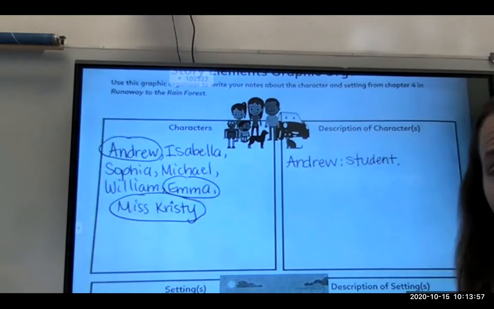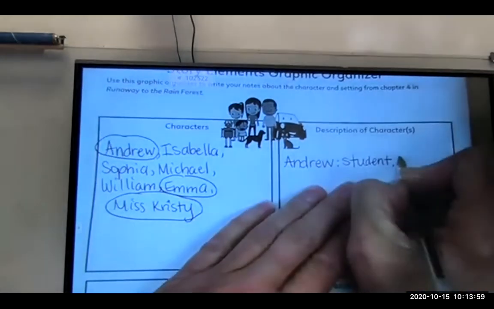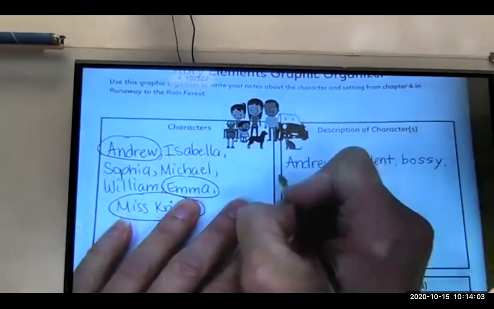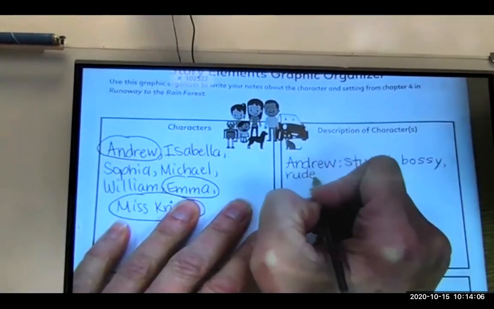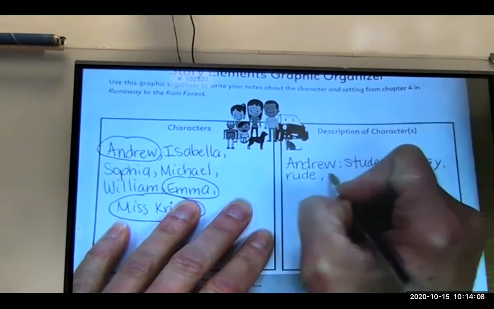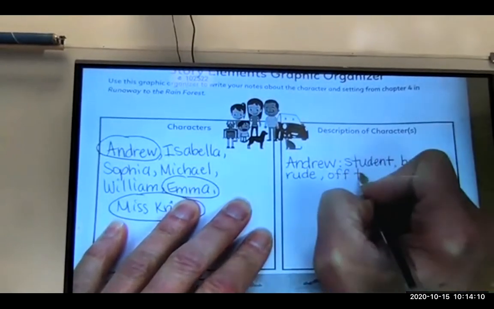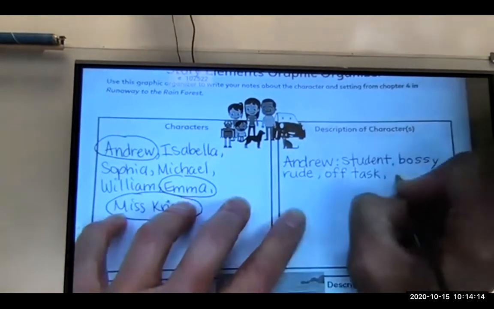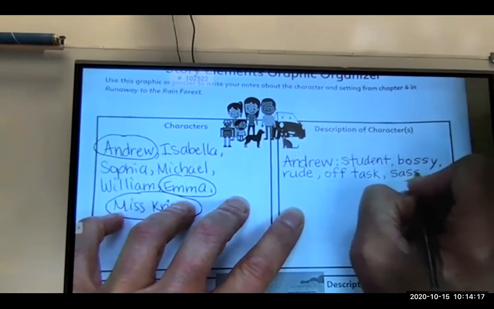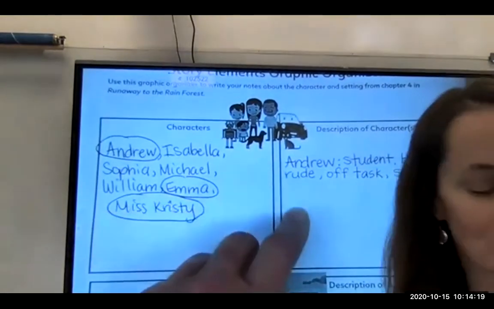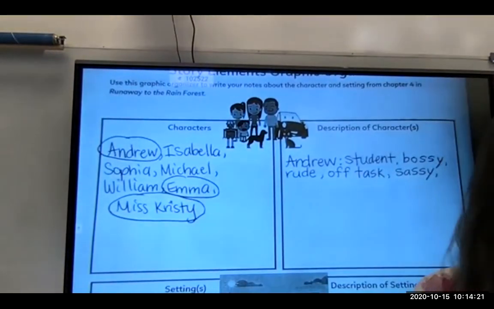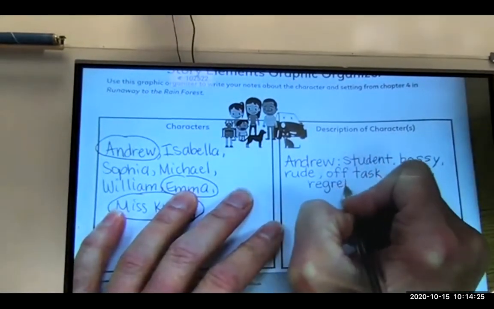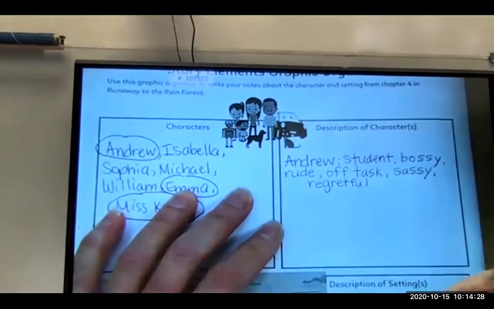If I were to describe his character traits, I might say bossy. He was rude until the end, right? He was off task. He was not paying attention to what he needed to be doing. Okay, I even put sassy because he was a little bit sassy. But then at the end he did kind of change a little bit and grow. So I did put regretful. That means he did feel bad about the choices that he made.